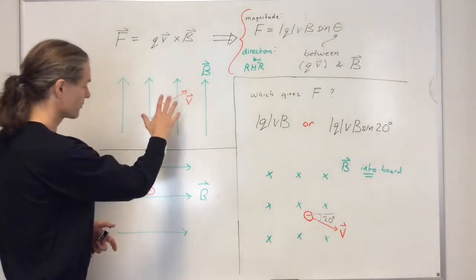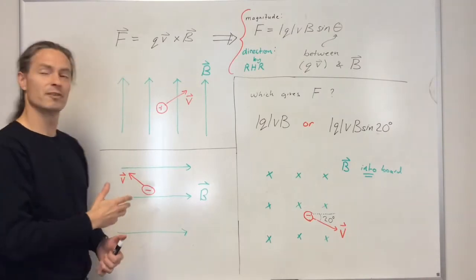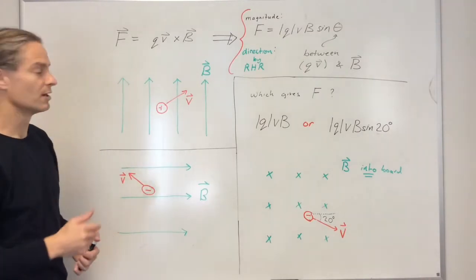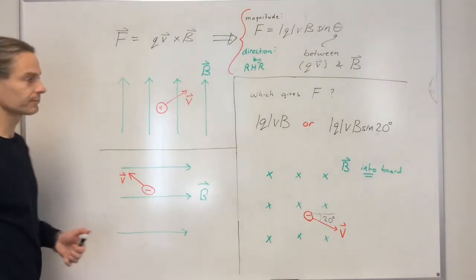So I've got three examples. I'm going to find the direction of the magnetic force on the moving charge using both of those right-hand rule schemes, which give you the same result.